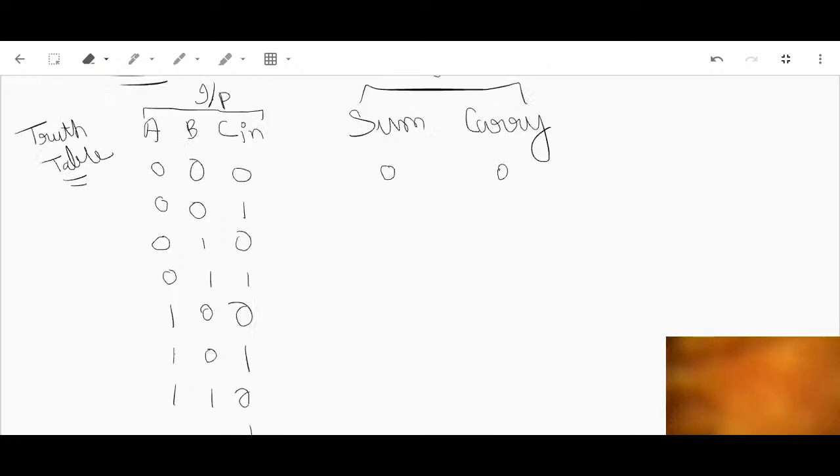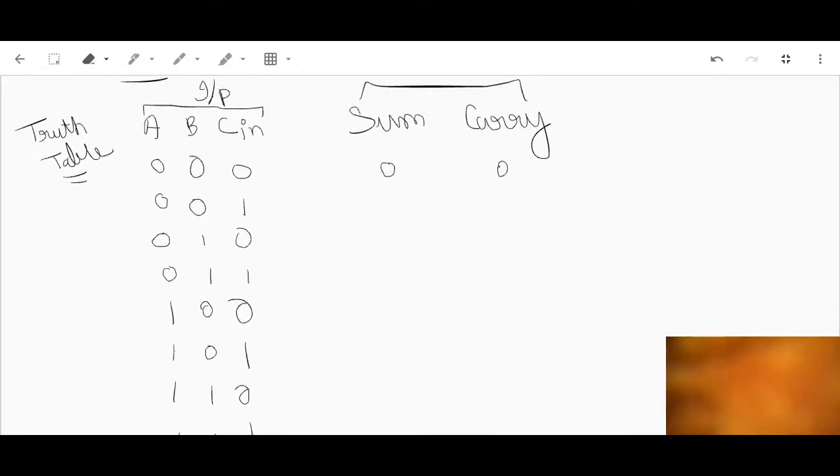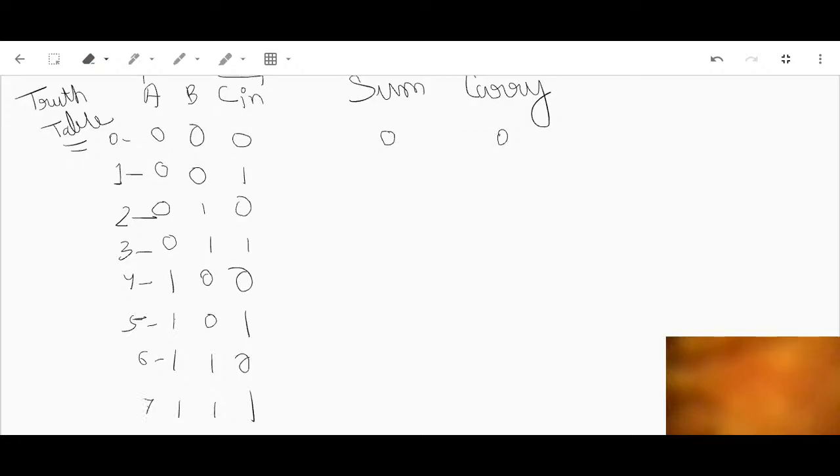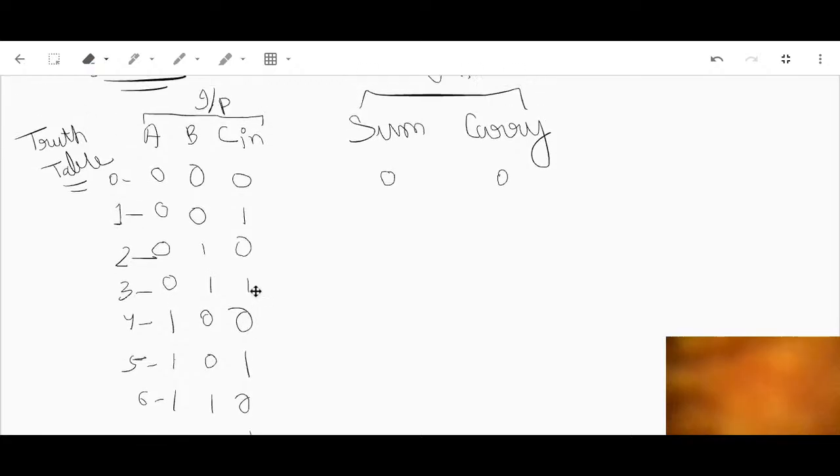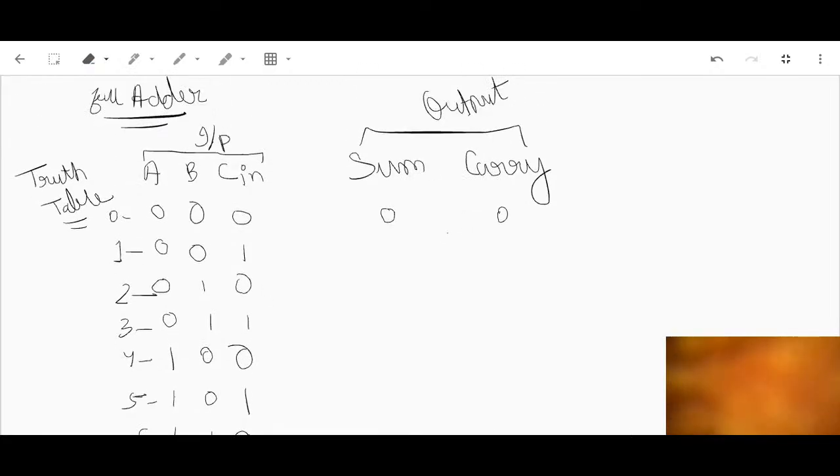So these are the inputs of this. We also write the place in front of all the inputs, like 0, this will be 1, this will be second, this will be third, this will be fourth, this will be fifth, sixth, and 7. So all these are inputs, and then we'll write the output.